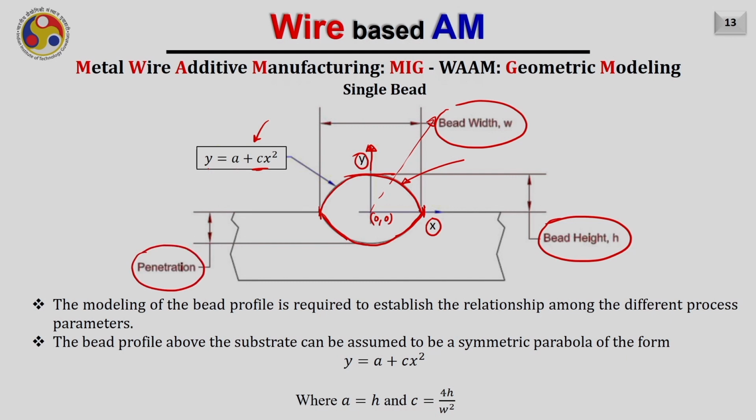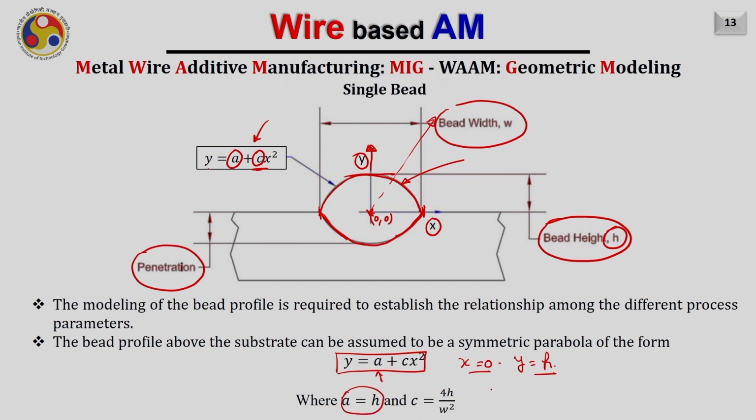So now try to find out these constants a and c in terms of the bead width and height. As you know, this equation y equals a plus cx square is the equation of a parabola, so I can put the boundary conditions here. I know that at x equals 0, that is at the center, the value of y is maximum, and that is nothing but the height of the bead, h. If I put that value in this equation, I will get a equals h.